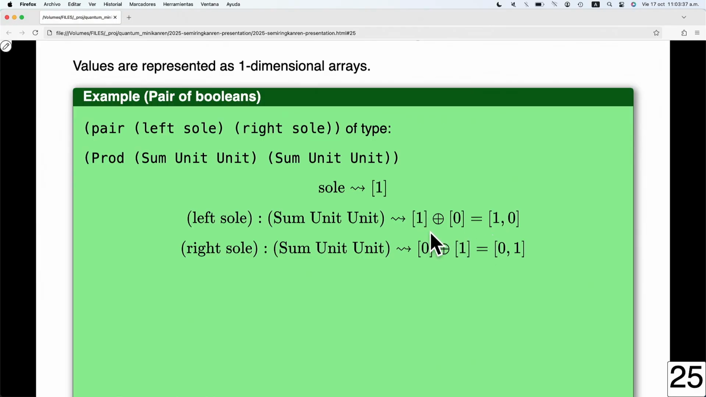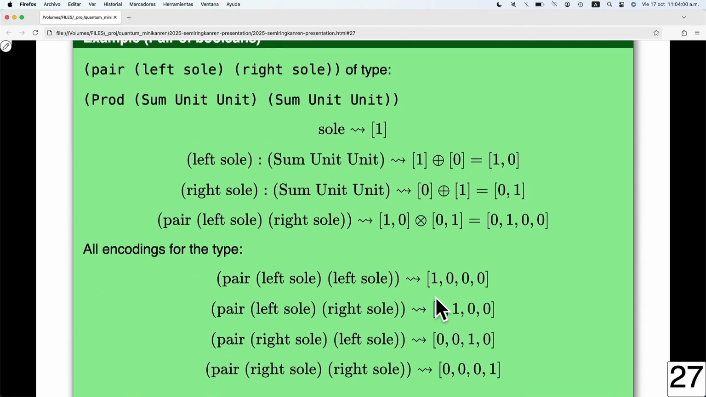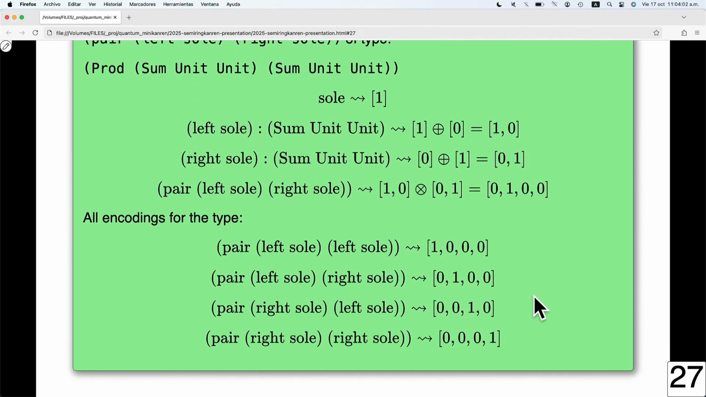So we have our sol is 1, and it's being vector direct summed with a 0, which is the size of the other side of the type. We fill up a vector with the size of the other side of the type and add it on. And then pair is handled with Kronecker product of these vectors. So here's what all the encodings for the type look like.